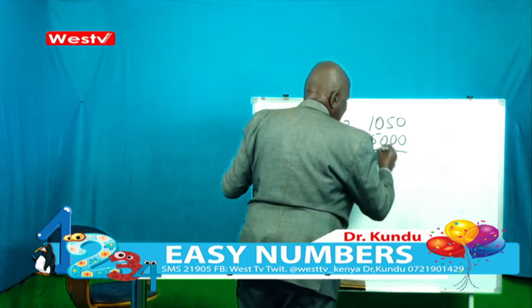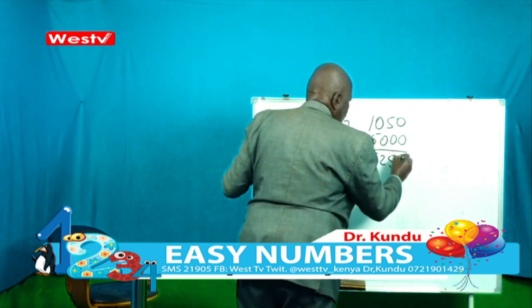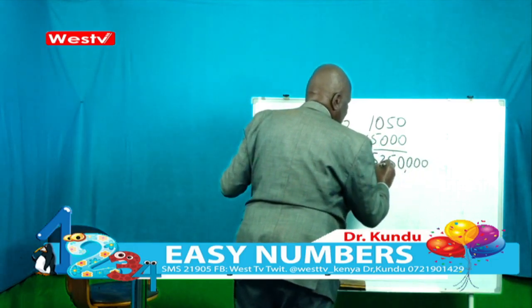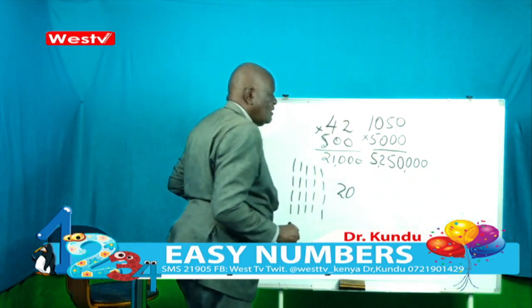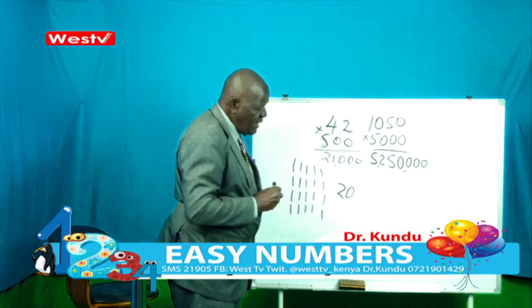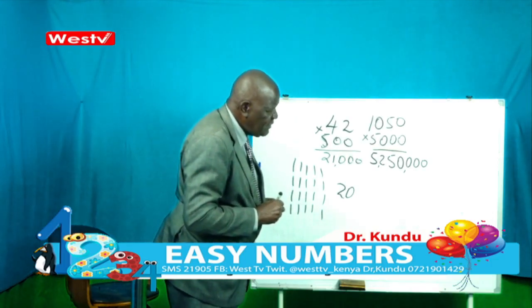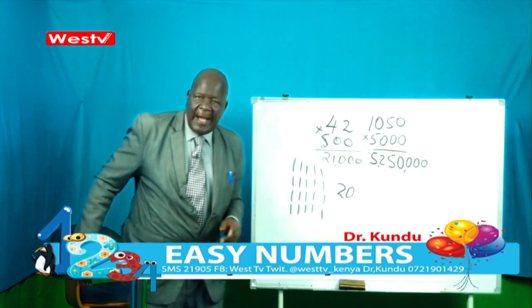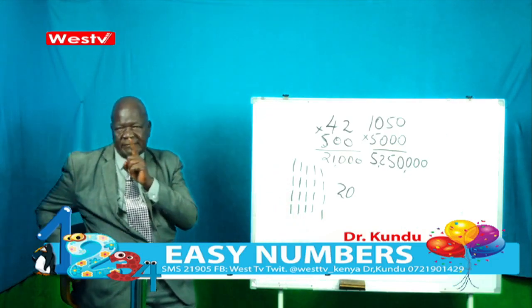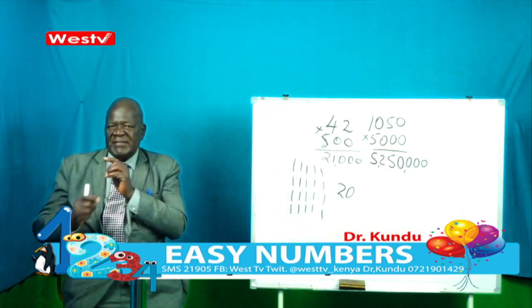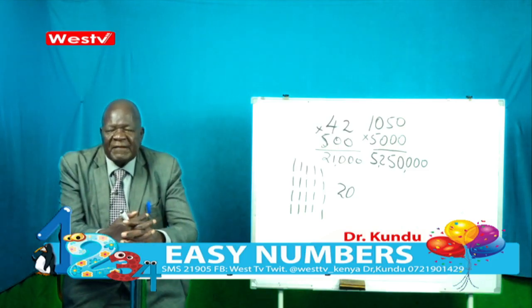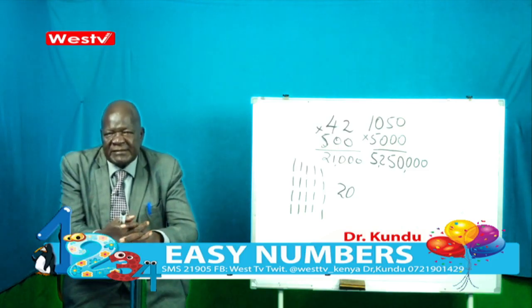and then 1, 2, 3, 4 zeros, and then it is 5,250,000, and in one line only. And the child is not sweating, the child is so relaxed, the child is enjoying his mathematics.